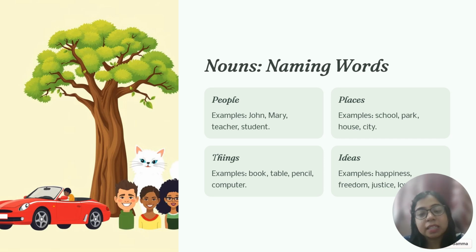Next is idea. This may be a new concept for you all. Ideas are those nouns which we cannot feel with our sensory organs. We cannot touch, smell, see or hear them. It's just feelings, just emotions like happiness, trauma, love, friendship. We cannot see them. So when we are talking about feelings or ideas, they are nouns, and they are also called abstract nouns.